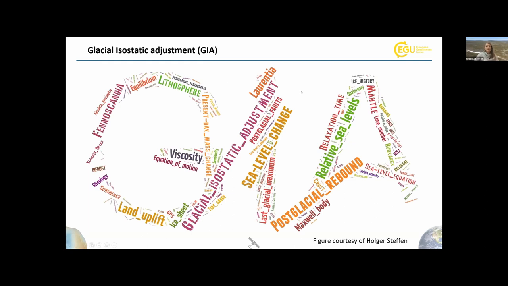And you see in this word cloud of GIA, there are many processes related to GIA. Of course, we have glacial isostatic adjustment, but we also have sea level change, we have viscosity, we have lithosphere, so many processes from different geoscientific disciplines are affected by GIA. But what is GIA?